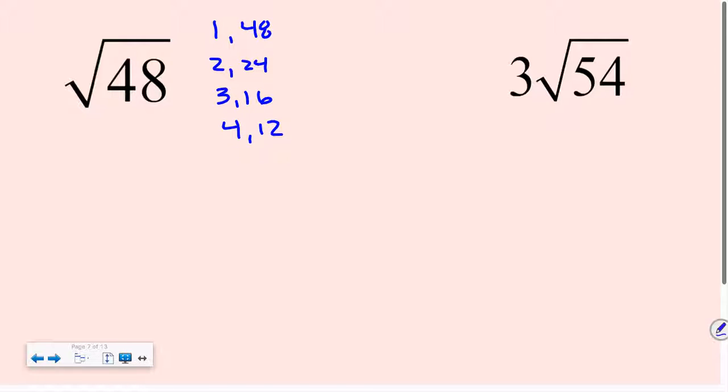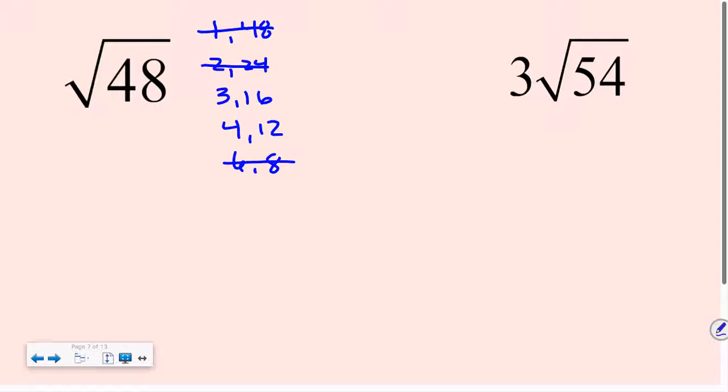If you're more of a visual person, and then go from there. 1 and 48, neither of those are on my list. Well, I guess 1 is, but we don't even need to worry about that one. 2 and 24, neither of those are perfect squares, so I'm not going to worry about using those two. 6 and 8, are either of those perfect squares? No, they're not listed at the top of your paper, so I'm not going to try and break it down with those then.